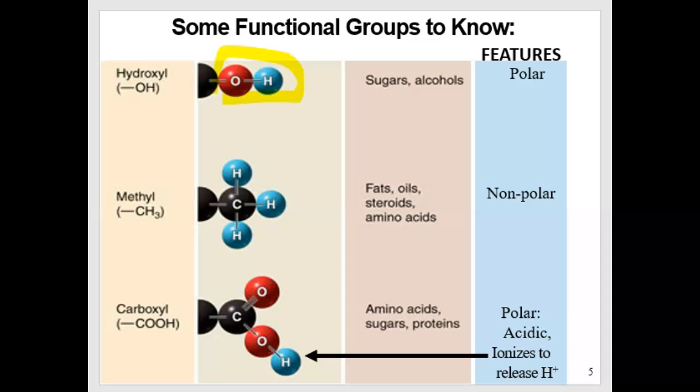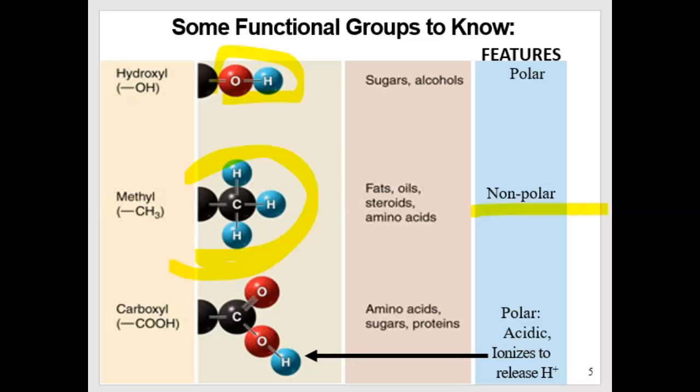The second functional group shown is a methyl group, or CH3. In a methyl group, there are many carbon-hydrogen bonds, actually 3 of them, and in general, any carbon-hydrogen bond is nonpolar. Therefore, any compound that has a methyl group, which is a type of functional group, is considered nonpolar.